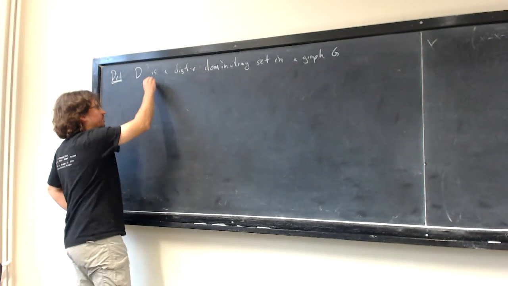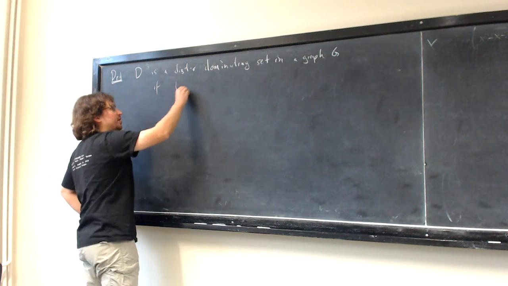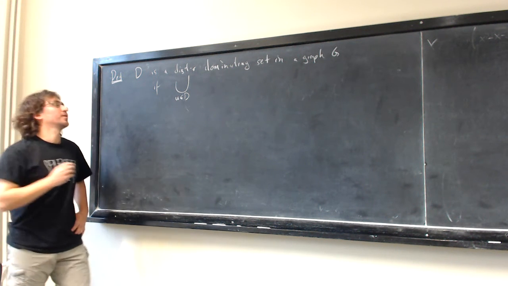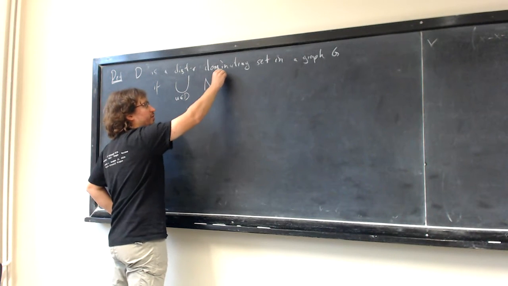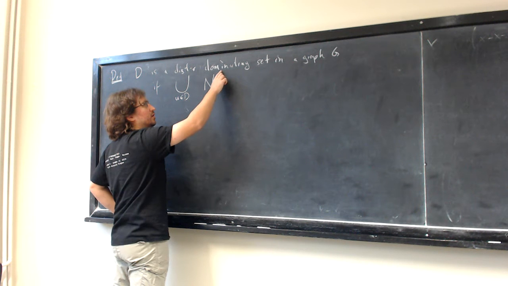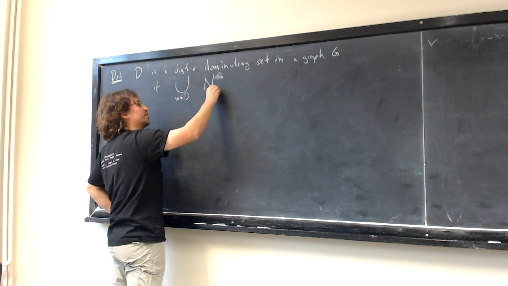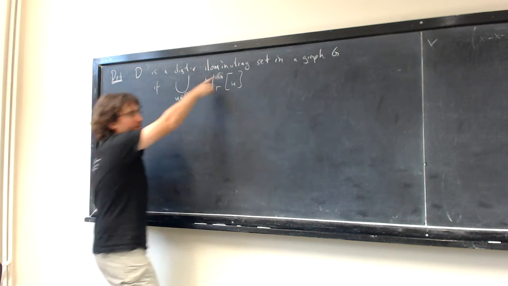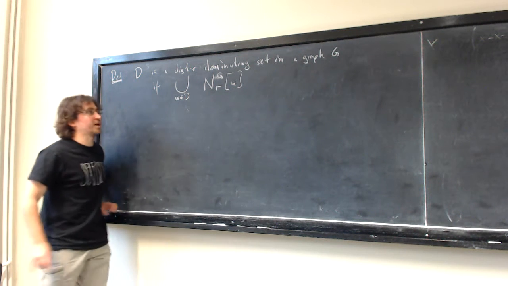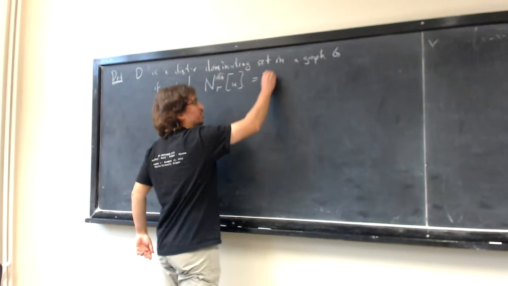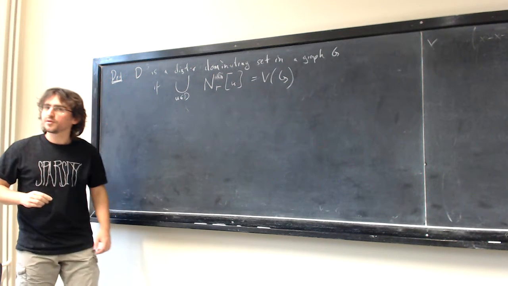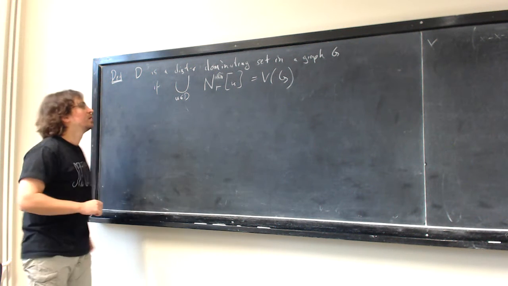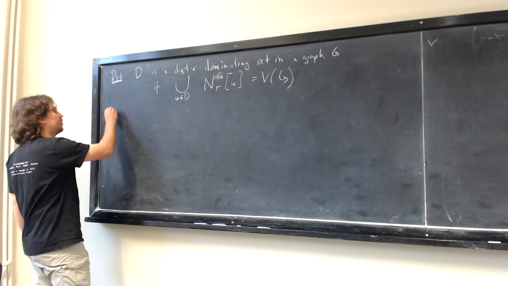If I take all the vertices of my dominating set, and for each of them I take the ball of radius R in the graph G, so the distance R neighborhood of the vertex, this consists of all the vertices at distance at most R from u. Then this is the whole vertex set. So every vertex is at distance at most R from one vertex of the dominating set, right? So this was the domination number.